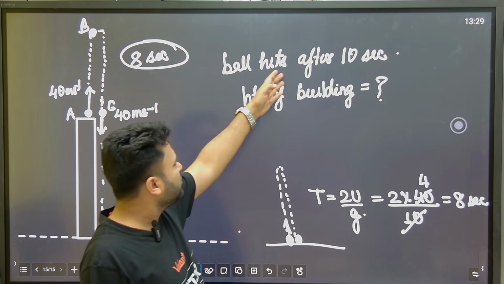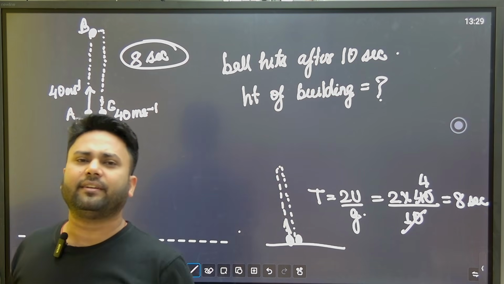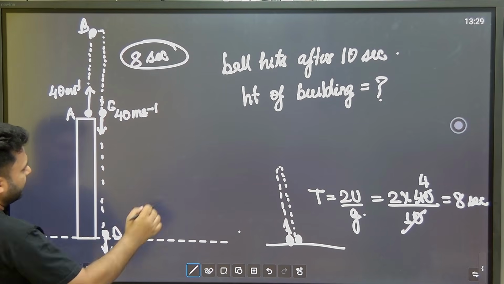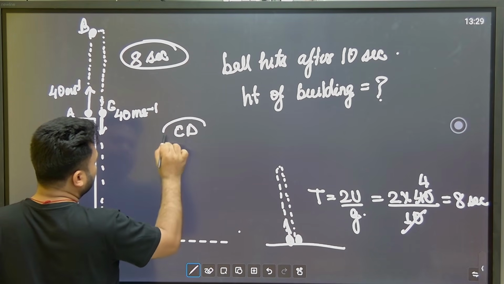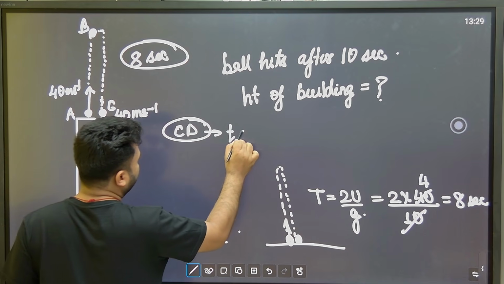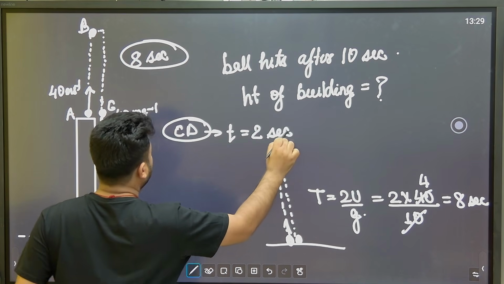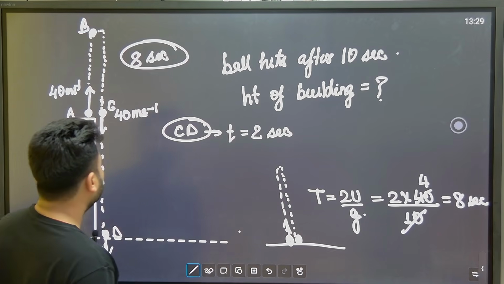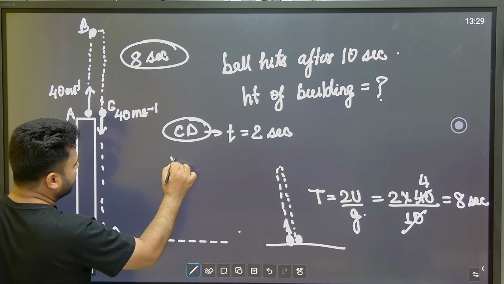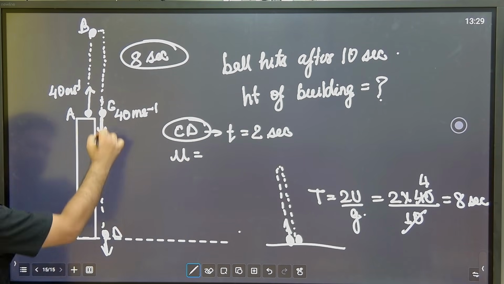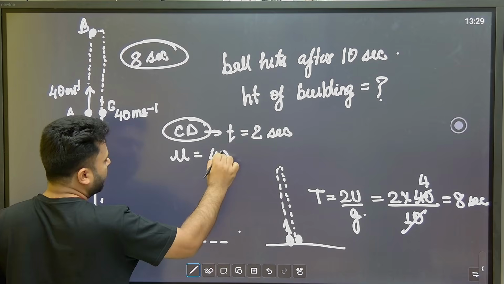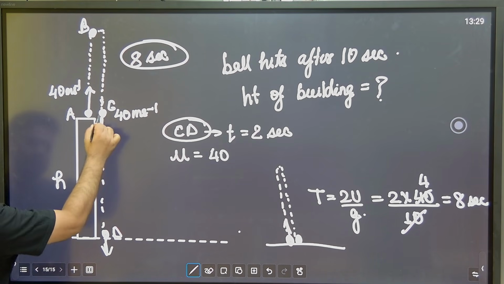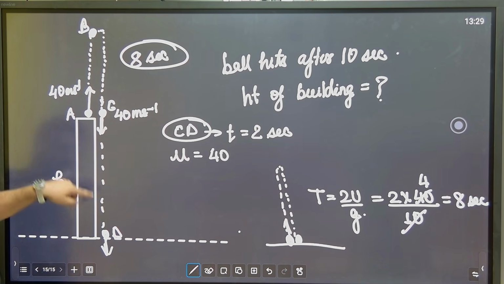But it's given in the question that the ball hits the ground after 10 seconds. Hits the ground means from C to D, that is the ground. If I focus on the C to D journey, how much time must the ball have taken? 2 seconds. 8 seconds here and 2 seconds here, total 10 seconds. C to D, what is the initial speed? 40. Can I write this distance as h, CD? CD is the height of the building, no?